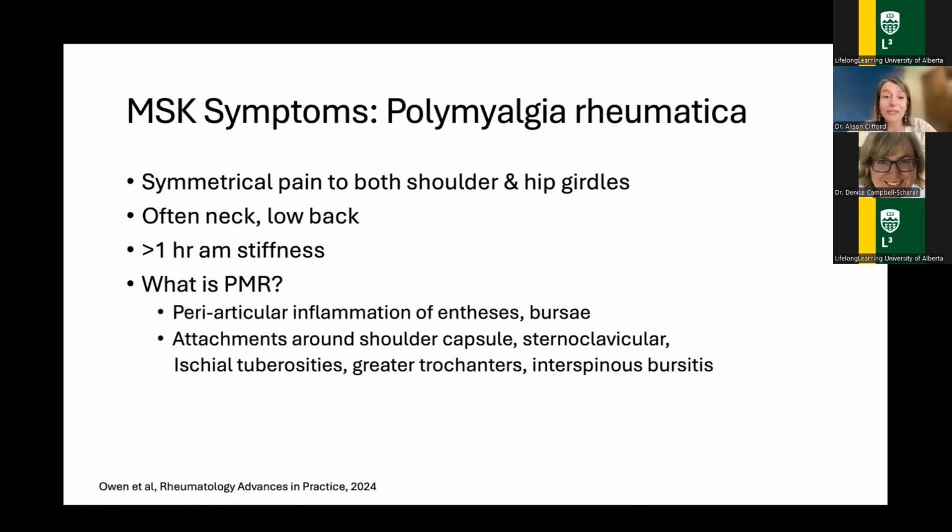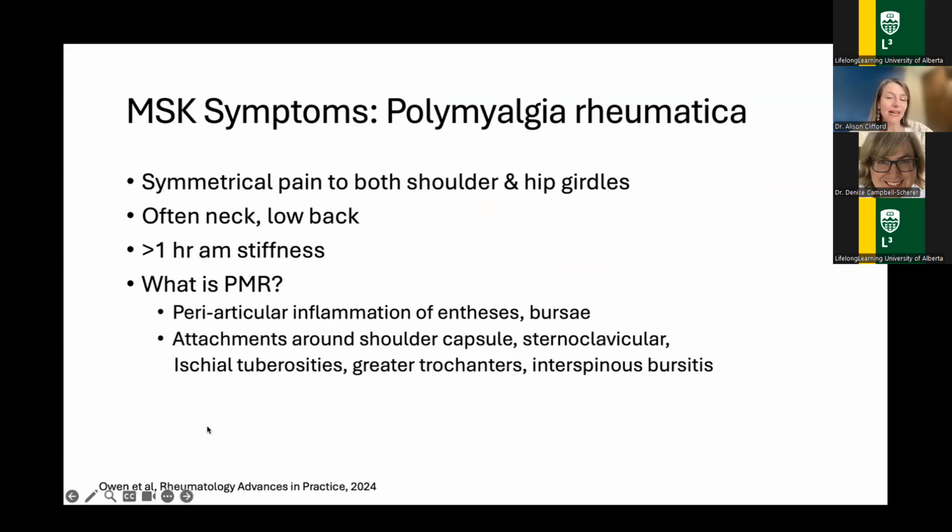Polymyalgia rheumatica is a really common symptom in these patients, about 50% upfront. Kind of poorly localized, but very symmetrical pain to both shoulders and hip girdles with a lot of morning stiffness. When I was doing my training, I was really perplexed by PMR because I couldn't figure out what the target was. You know, in rheumatoid, we know that it's the synovium itself that is targeted.